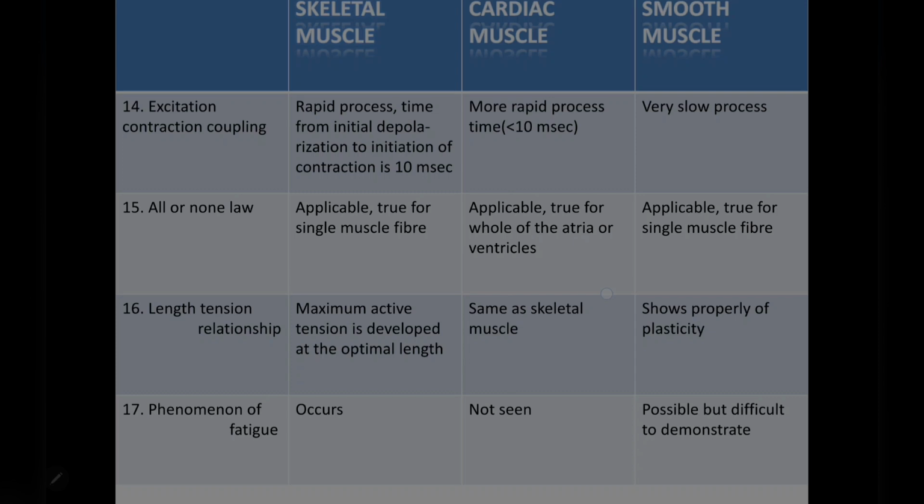Number 17 is the phenomenon of fatigue. Fatigue in skeletal muscle occurs because it has a very short refractory period, but in cardiac muscle it is not seen because its refractory period is comparatively much longer. And in smooth muscle, fatigue is possible but difficult to demonstrate.